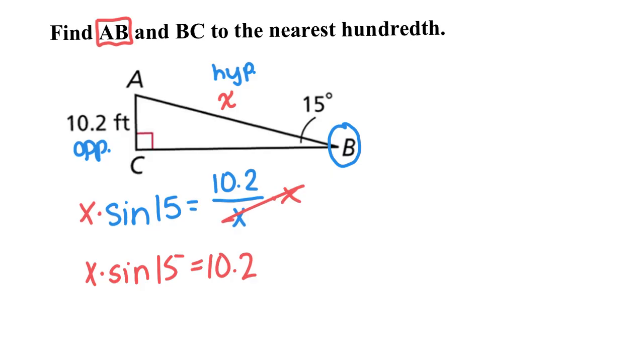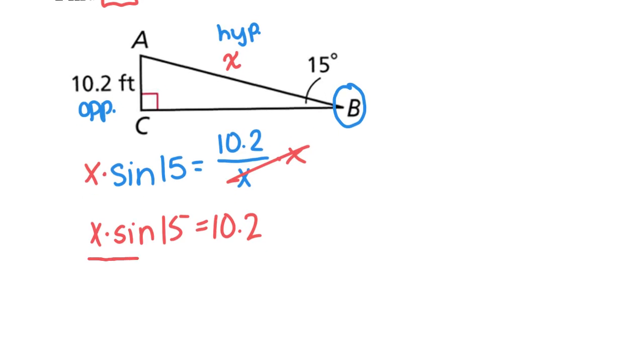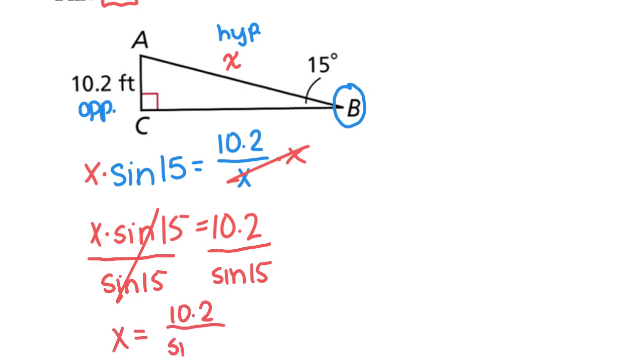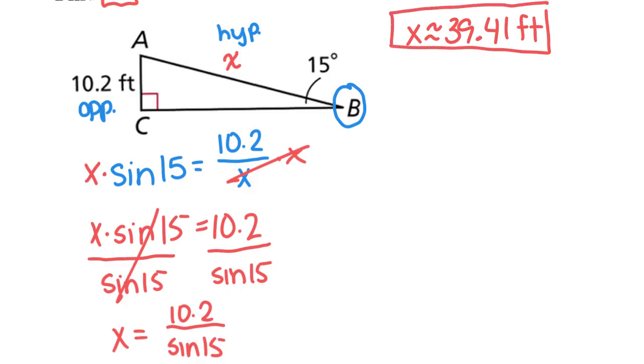But this is not quite solved for x yet. We need to go ahead and divide both sides by the sine of 15. Okay, so the sine of 15s cancel on the left-hand side, so we know that x is equal to 10.2 divided by the sine of 15. And now this is what we can put into the calculator. So we get that x is approximately 39.41 feet. And that's our AB.